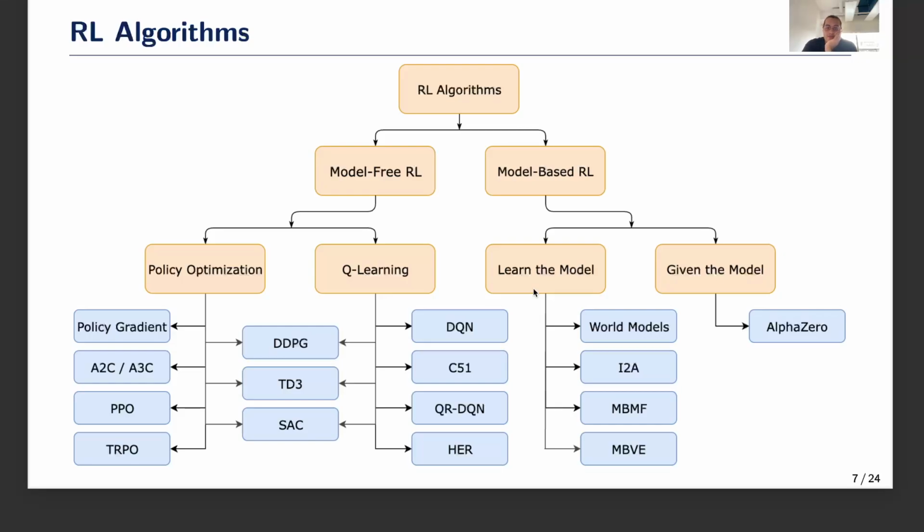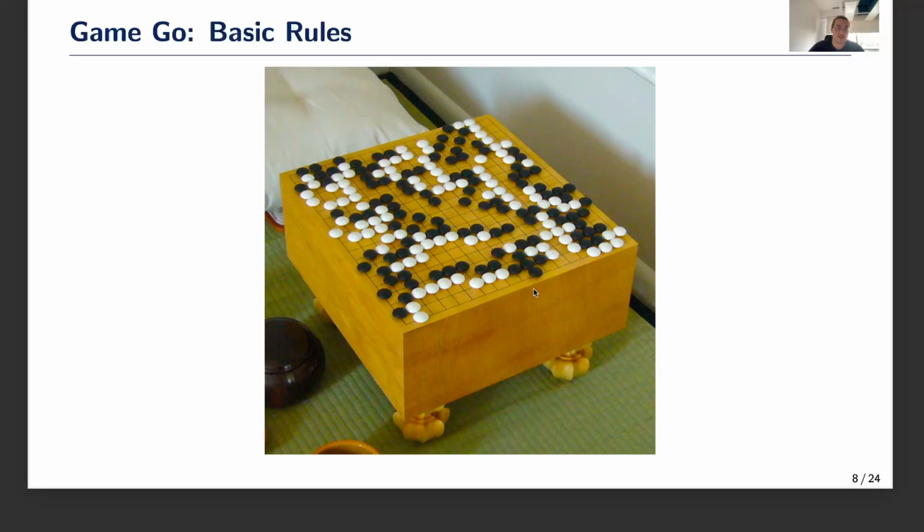And sometimes we assume that the model is already given, either fully known or perfectly learned. So, for example, AlphaZero, but without any spoilers. We're going to the next slide. It's the game Go. Let's talk about the game Go and its basic rules.